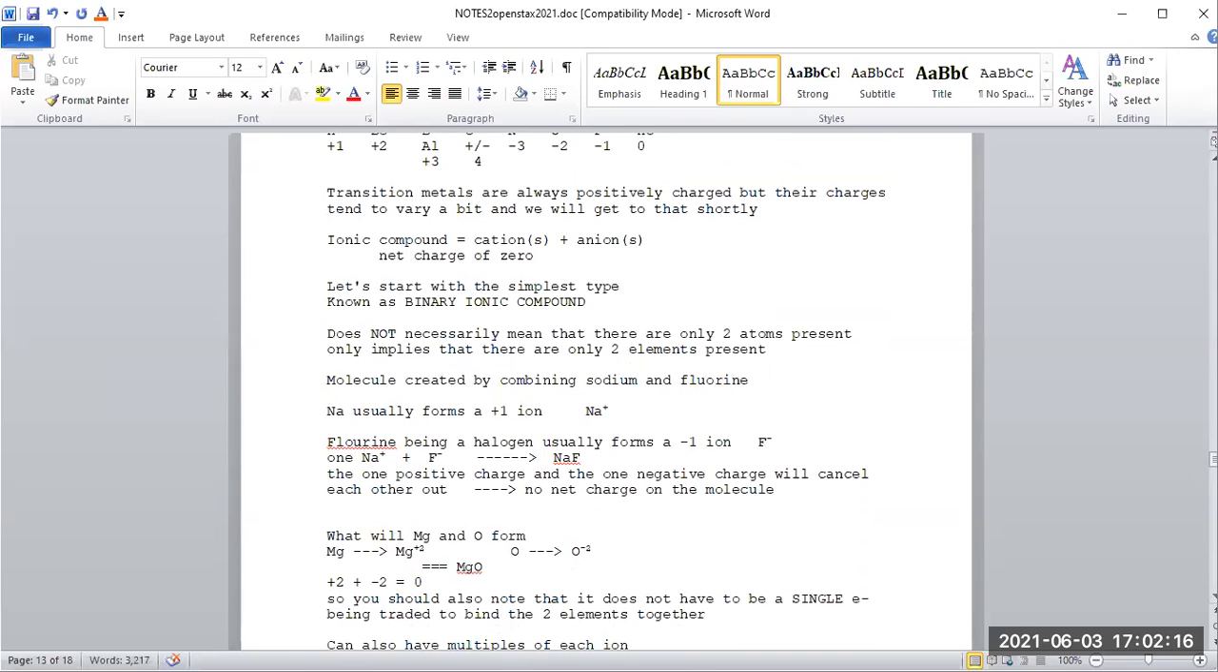There, it's fixed. If you want to combine sodium and fluorine, sodium in the first column of the periodic table usually loses an electron. Fluorine likes to steal electrons. Therefore, when you stick the two of them together, you get a molecule which has no charges written in it. Once your two ions stick together, there are no leftovers.